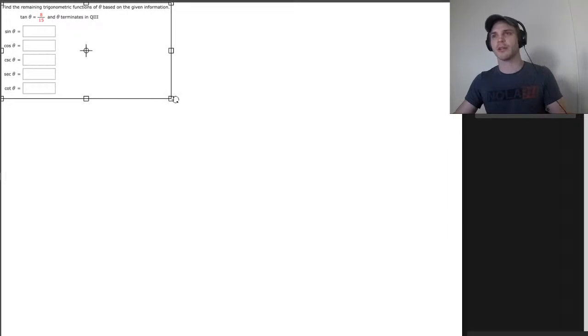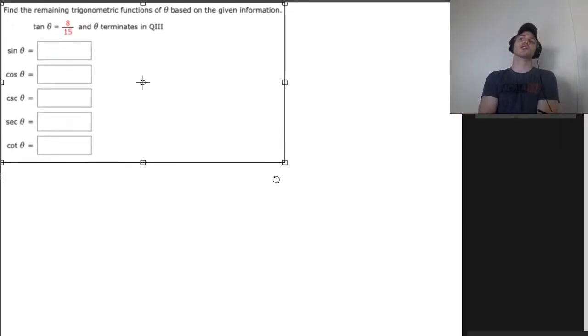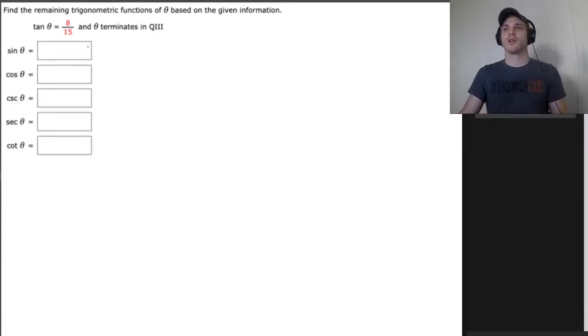Okay, so same kind of problem. Find the remaining trigonometric functions of theta based on the given information. Tangent of theta is 8 over 15. So we're going to do the exact same thing we did before.